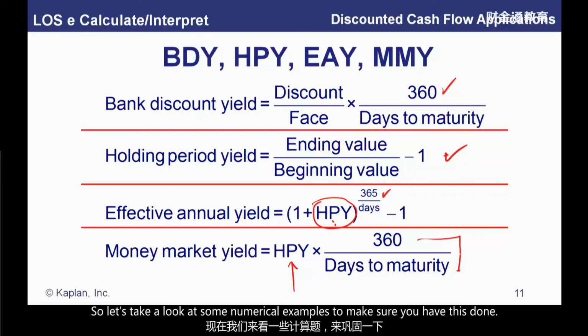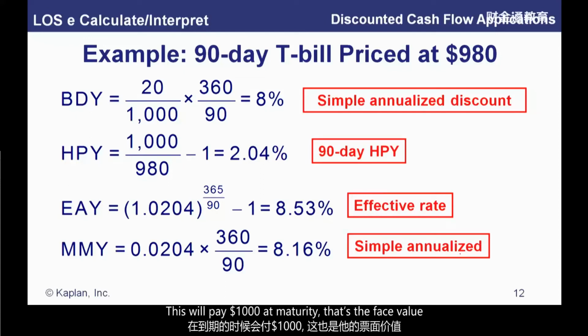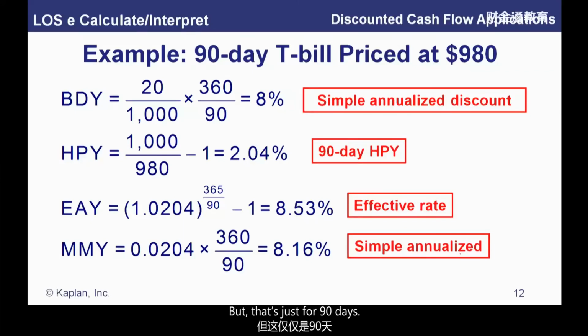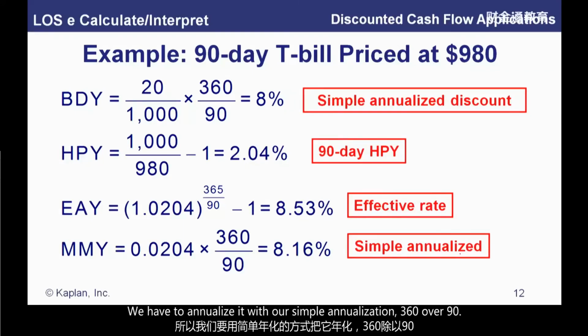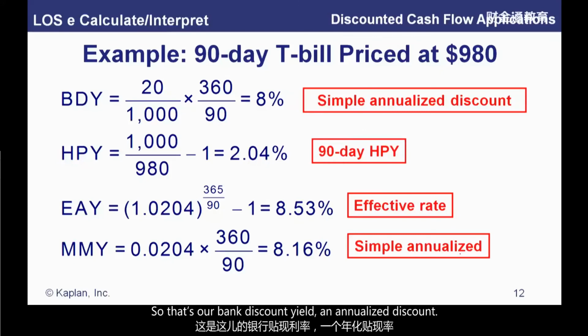So let's take a look at some numerical examples. Make sure you have these down. Our example here is a 90-day Treasury bill priced at $980. This bill will pay $1,000 at maturity. That's the face value. So first we start with the bank discount yield. The discount on this T-bill is 2%, $20 over $1,000. But that's just for 90 days. We have to annualize it with our simple annualization, 360 over 90. So 4 times that gives us 8%. So that's our bank discount yield, an annualized discount.